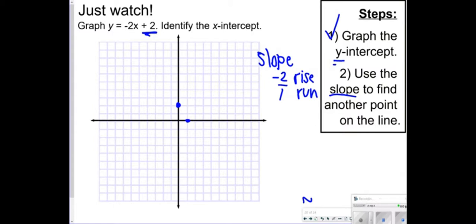Okay, so when we plot this point, negative 2x plus 2, we're going to have this type of line. And we can also plot more points as well.